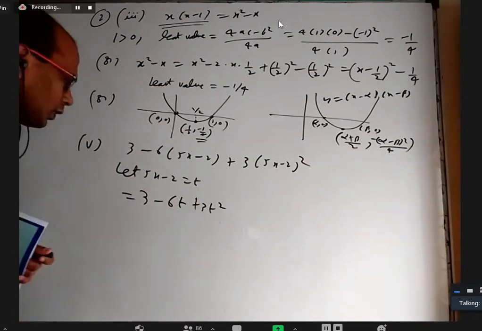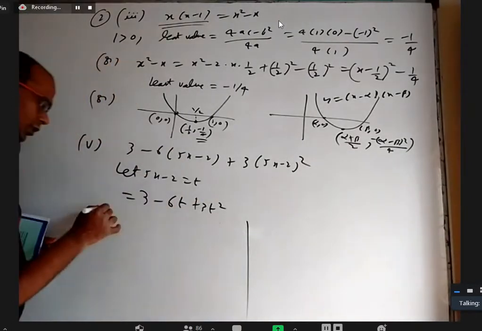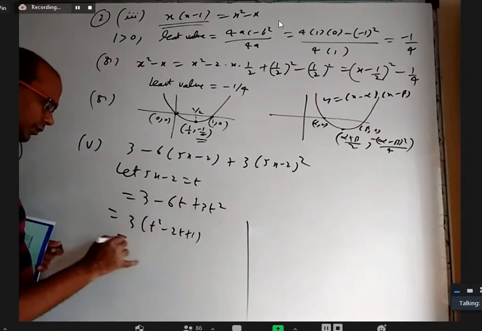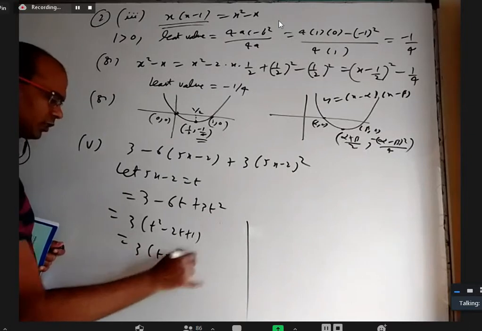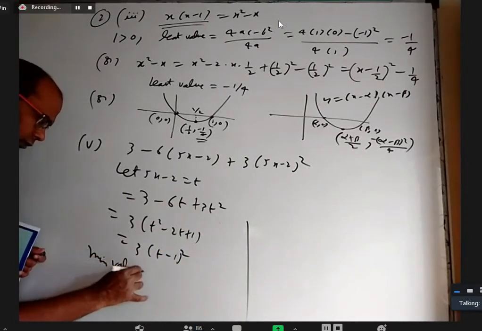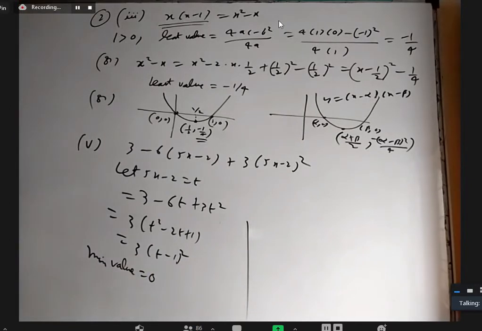Not a problem. Once again, now you can make a perfect square and take 3 common. It will be t square minus 2t plus 1, 3 into t minus 1 whole square. So the minimum value is 0.